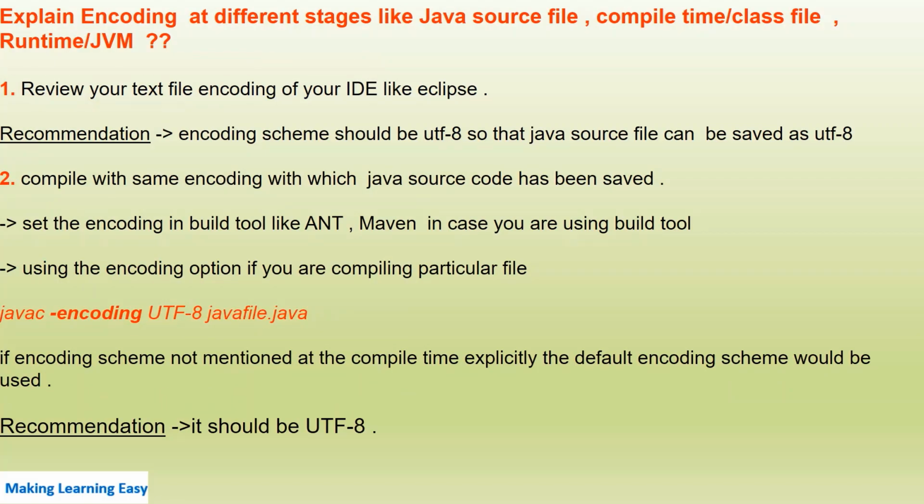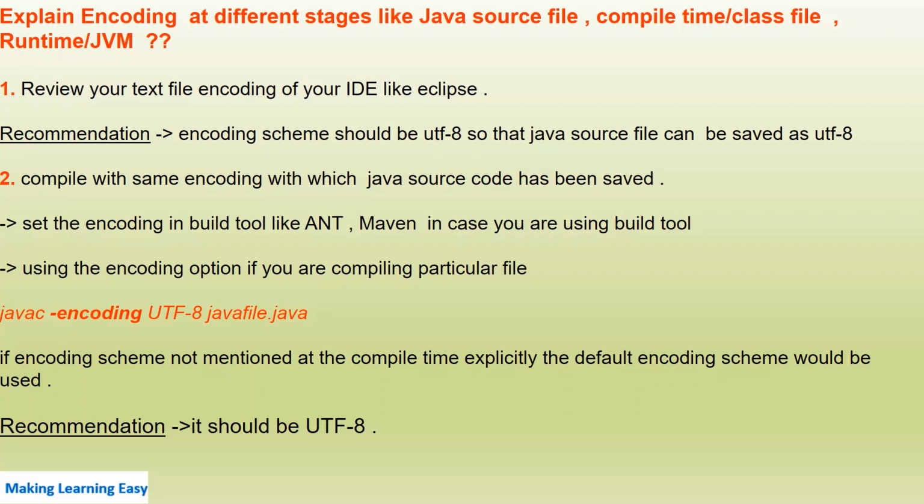If you are working on a Java project, there would be many places where you need to keep the encoding scheme in mind. Number one is when you are writing the source code, when you are writing the Java file. You should review the text file encoding of your IDE, like Eclipse: which encoding scheme Eclipse is using for your Java files or any text file. So first review that. The recommendation is that you should use UTF-8 to save the Java files or any other type of file. Now let's see how we can check or update the encoding scheme in Eclipse.